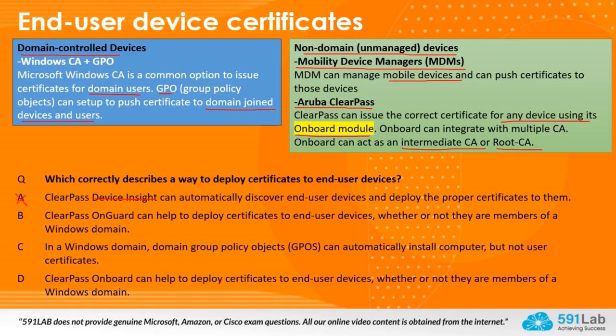Answer B. ClearPass OnGuard can help to deploy certificates to end user devices, whether or not they are a member of a Windows domain. Again, ClearPass OnGuard is not the module to deploy certificates, it is Onboard. ClearPass OnGuard is to validate device posture, device health validation.